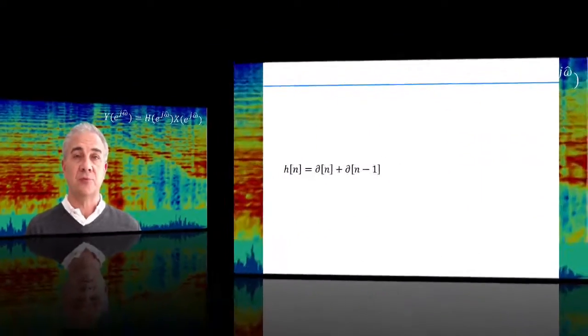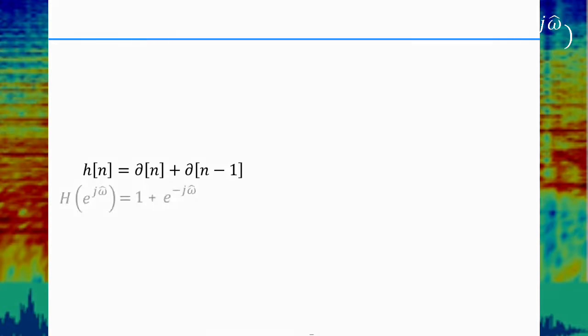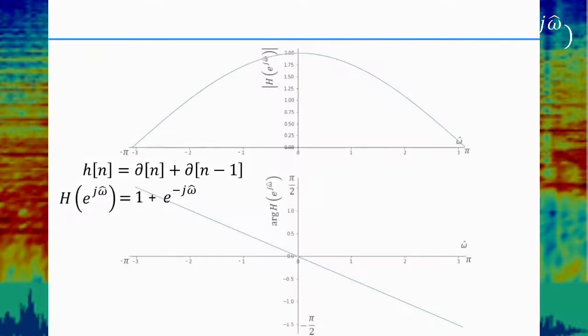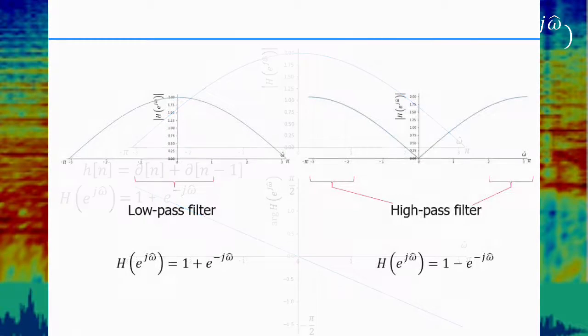We take the impulse response, perform the DTFT, and plot the magnitude and phase of the frequency response. If we compare this frequency response with the earlier filter, we see that the one on the left attenuates high frequencies relative to low frequencies. For that reason, we call this a low-pass filter. The one on the right side does the opposite and is therefore called a high-pass filter.